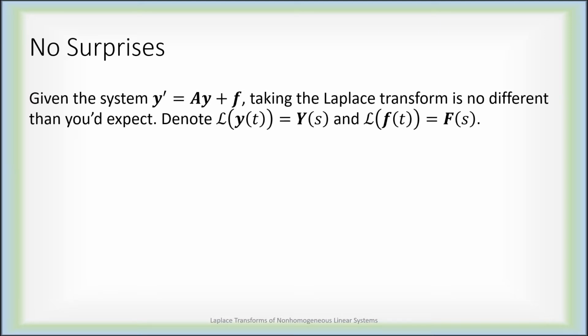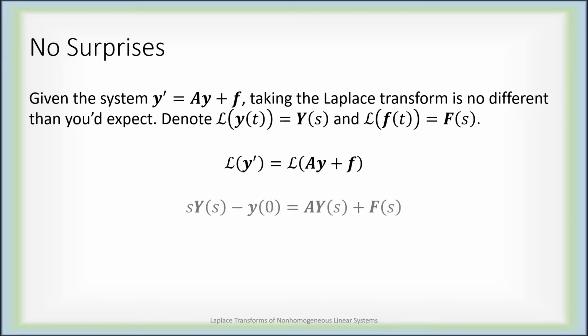If you have the system y prime equals Ay plus f, taking the Laplace transform is no different than it has been before. Here, f is our column of forcing functions. Our notation, as we've used before, the Laplace transform of little y is capital Y, and the Laplace transform of that column of forcing functions, little f, is going to be capital F of s. So take the Laplace transform of both sides. On the left, do what we've done before. On the right, we rely on linearity and factoring out the constant matrix A.